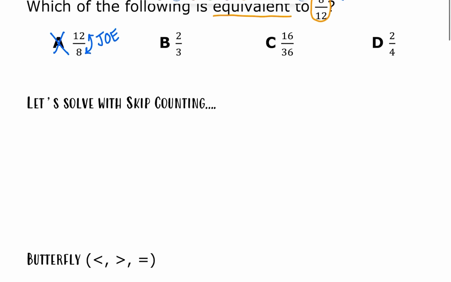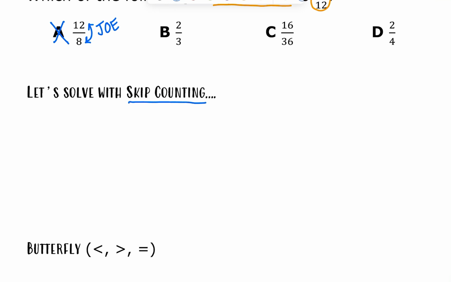So let's talk about skip counting first. You should be familiar with this from multiplication, like 2, 4, 6, 8, 10. That is skip counting, 5, 10, 15, 20. So again, we are trying to get to 8 over 12. That is our goal. We want to know what's equivalent to that. So first we're going to take B, which is 2/3, and skip count to try to get to 8 over 12. I'm going to do the same with 16 over 36 and 2/4. We want to see if we can get to 8 over 12 from all of my answer choices.